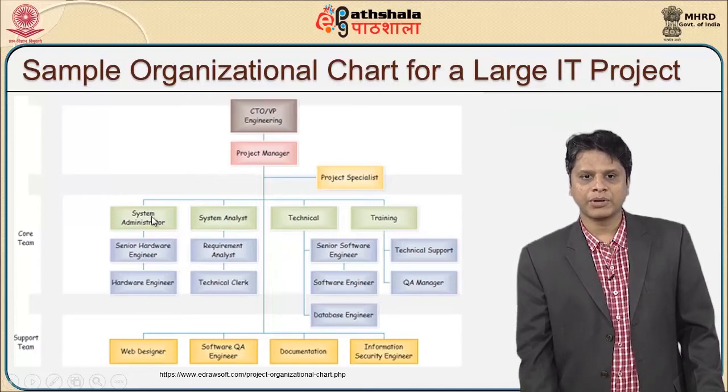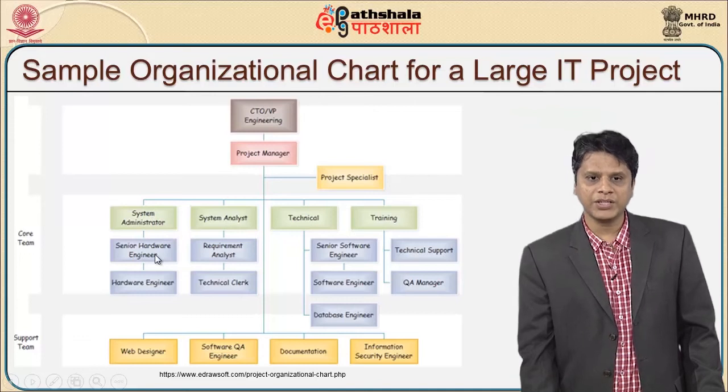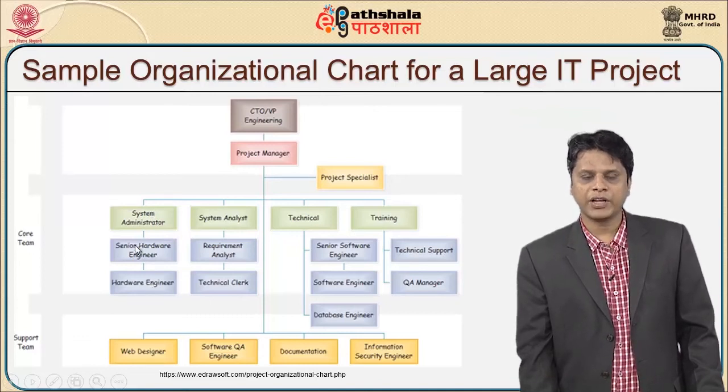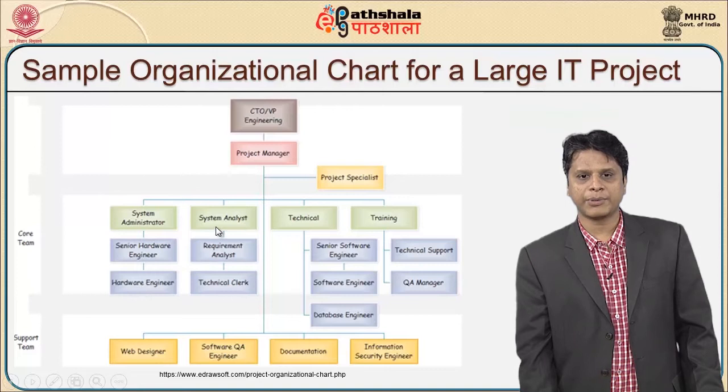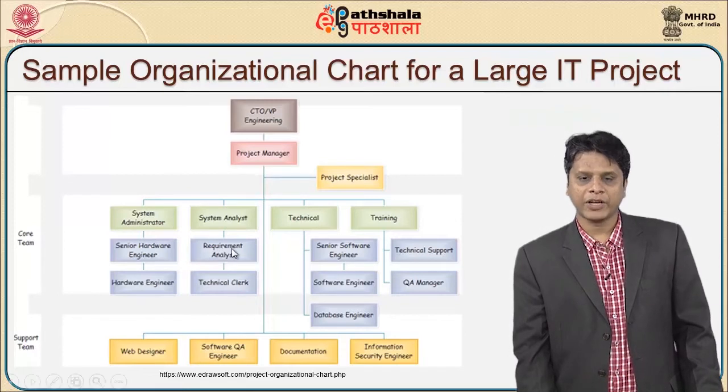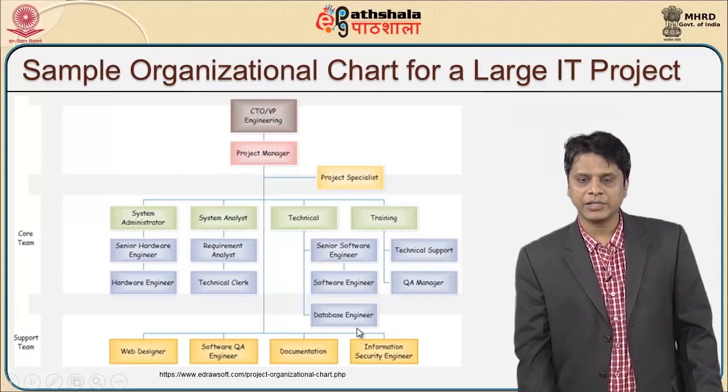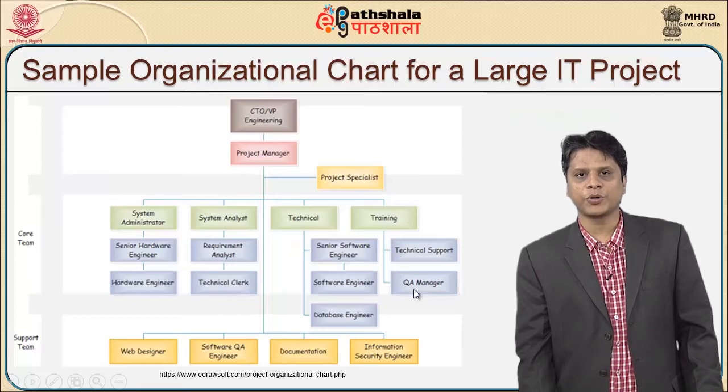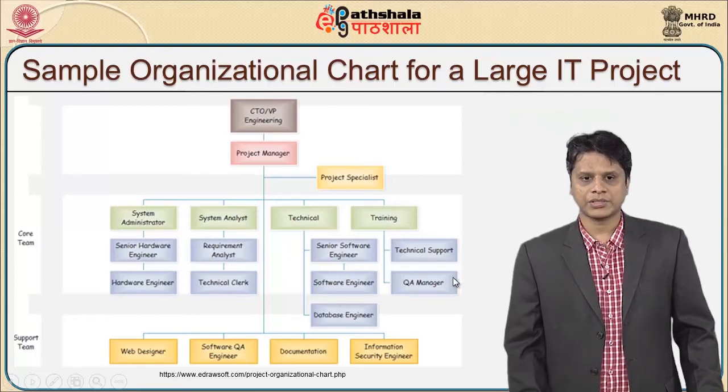And if you look at system administrator, there will be hardware engineer, senior hardware engineer and junior hardware engineer. System analyst basically will take out requirements from the stakeholders. So I have requirements analyst, I have technical clerk, and I have a technical person who can be a senior software engineer. There can be just a software engineer, there can be a database engineer, and there can be some trainers who can give technical support, and QA managers.